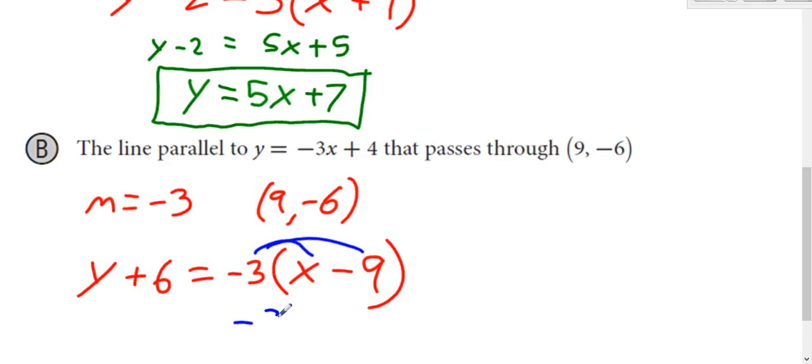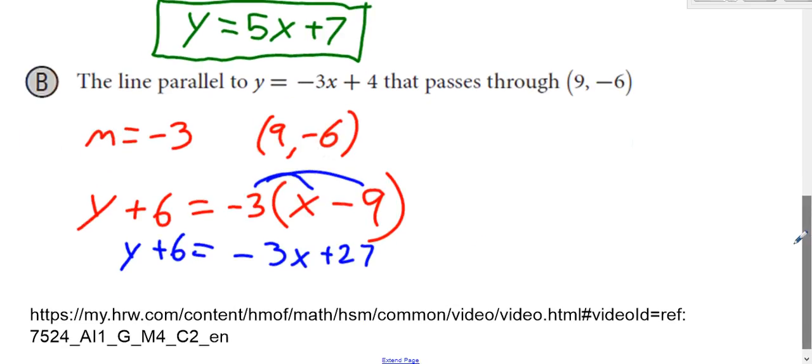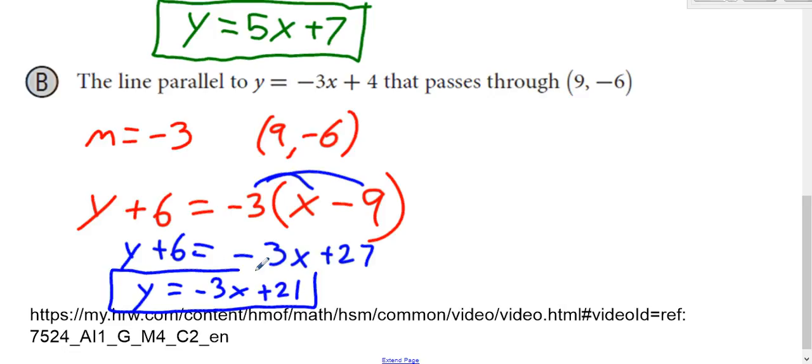Distribute. And then we will subtract the 6 over. And there's the equation for the parallel line that goes through 9, negative 6.